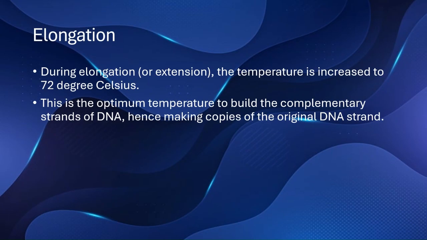And then you have elongation. During elongation, the temperature is increased to 72 degrees Celsius, and this is the optimum temperature to build the complementary strands of DNA, hence making copies of the original DNA strand.